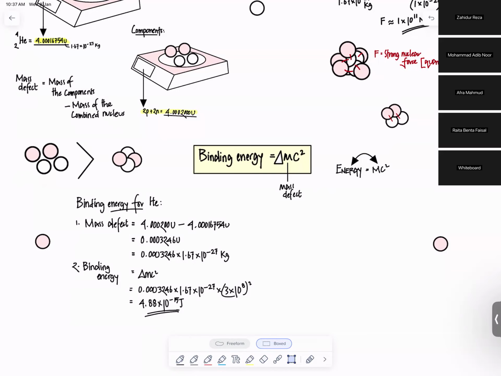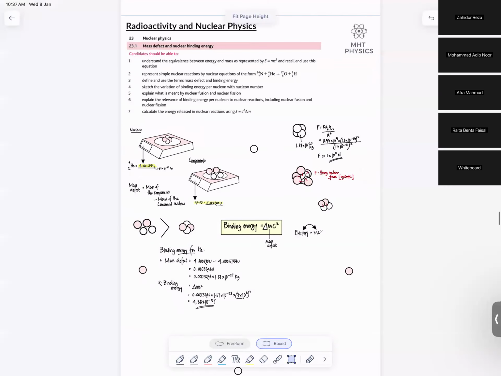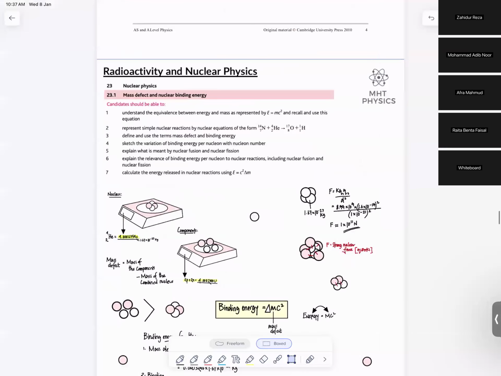So the version is that binding energy is the amount of energy needed to separate the nucleons completely, or to separate the nucleons to a separation equal to infinity. So that's the definition they use in your textbook and syllabus. So anyways, that's your binding energy concept. So this is this point here.